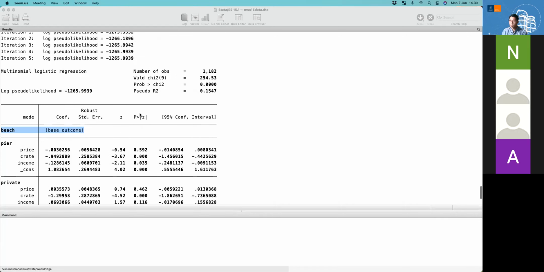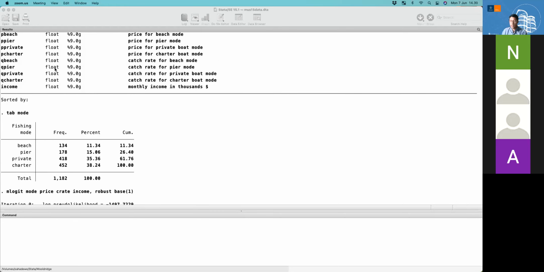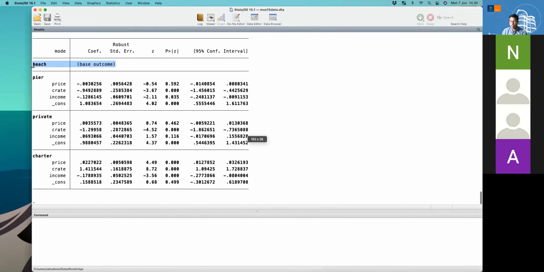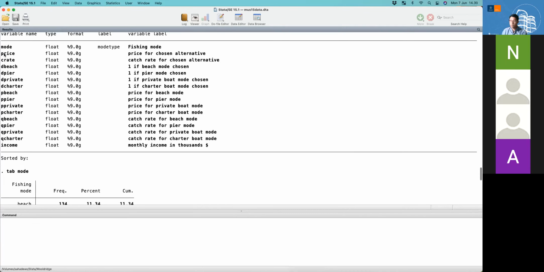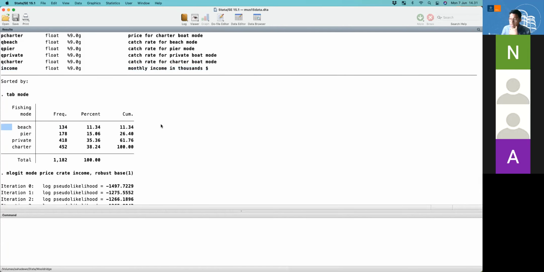All right. So let me just go back a couple of steps. So again, what we're interested in is looking at the relationship between fishing mode and the price for the chosen fishing mode, and then the catch rate, as well as the income of the individual. So in this particular case, there are 4 fishing modes: fishing on the beach, fishing on the pier, on a private boat mode, or on the charter boat mode. Okay.